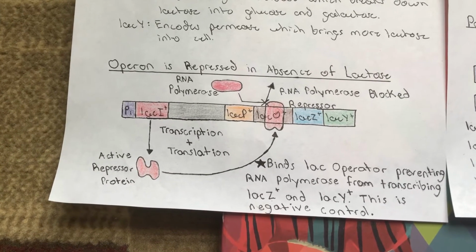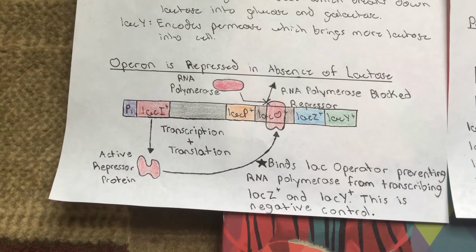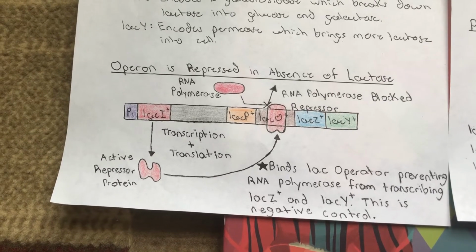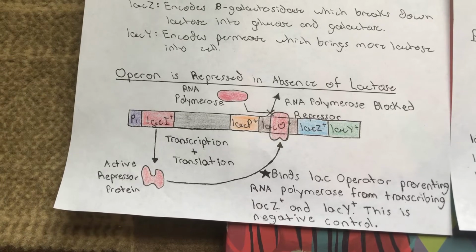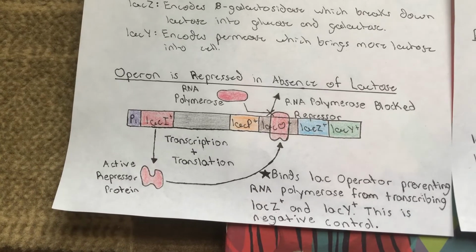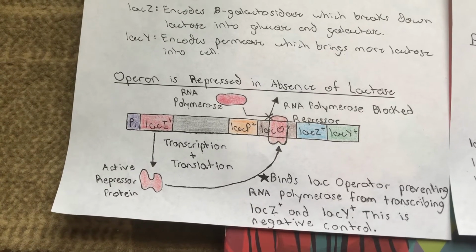In the absence of lactose, the allolactose is not present to bind the repressor, allowing the repressor to bind the operator. This prevents RNA polymerase from transcribing the genes for beta-galactosidase and permease. The repressor blocking transcription is negative control.